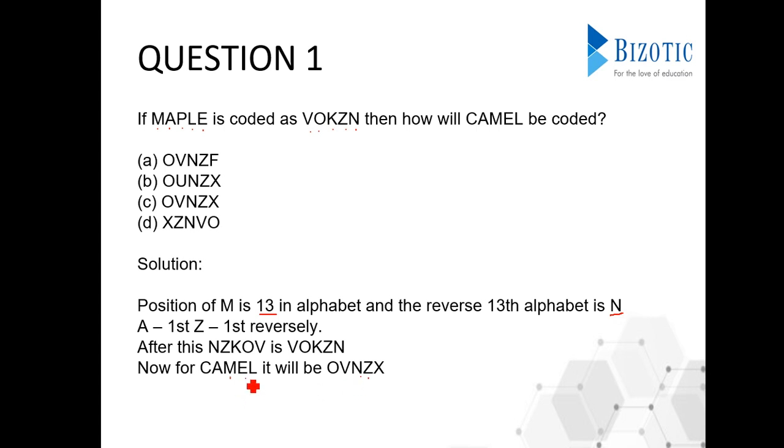E, that is also given in the question. E is in the 5th position from A to Z, so V is in the 5th position from Z to A. Lastly, L, which is in the 12th position from A to Z, and O will be in the 12th position when we count from Z to A. So the answer will be XZNVO reversed, that is, OVNZX.